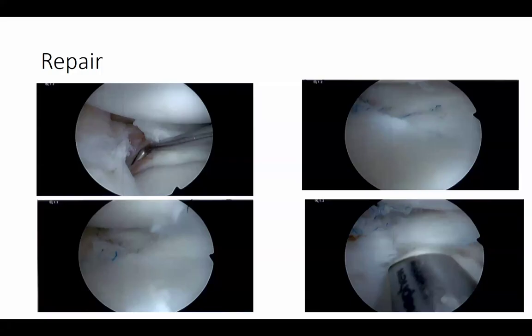The problem is you need to repair the meniscocapsular interface, and you need to get sutures that bridge the tear gap as well. So that can be difficult.